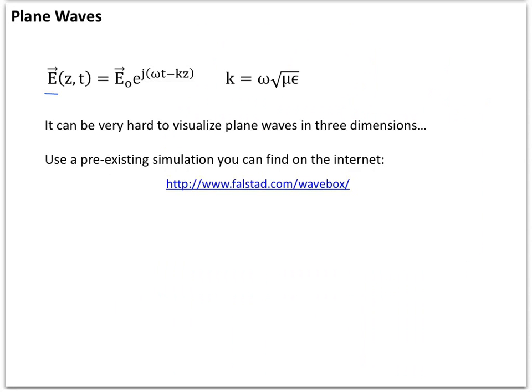Now, as I mentioned, even with the simplified solution here, it can be very hard to visualize plane waves in 3 dimensions. So essentially what I'm going to do is go to a pre-existing simulation that I use in my classes a fair amount at Fallstad, and basically use the wavebox simulation. If you'd like to go and play with this yourself, this is the URL to go get to it. And so I'm going to basically insert another video here I recorded how to use that to look at some of the variations of a plane wave in 3 dimensions that is also varying in time. Hopefully this will give you a little bit of insight into what these solutions look like.